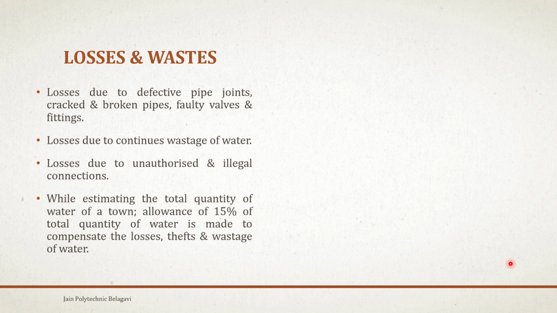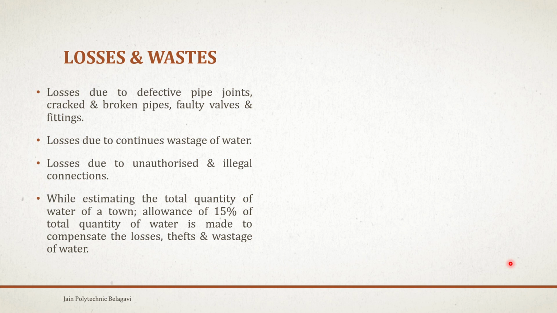While estimating the total quantity of water for a town, an allowance of 15% of the total quantity of water is made to compensate for the losses, thefts and wastage of water. So whatever demand we have calculated using Kuchling's formula, Q is equal to 3182 square root of P, whatever quantity we have found, Q is equal to around 300 million liters, is supplied to the city of Belgaum.